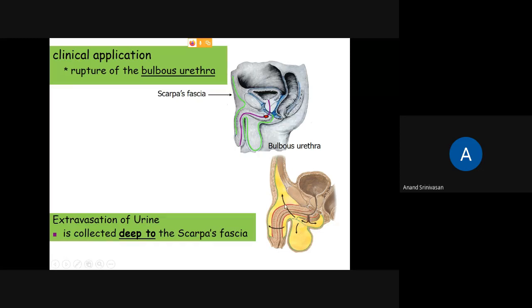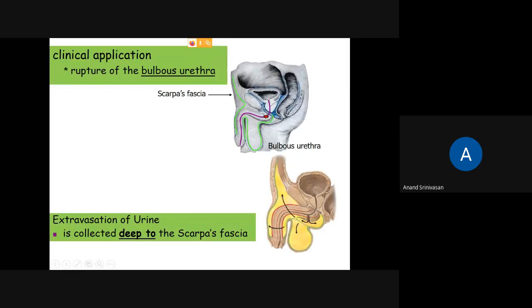Usually a person with a perineal injury will come with pain in the perineum. You need to ask them the history, whether he has passed urine after the injury. If he has not passed urine, you need to examine the perineum and look for any swelling in the penis and the scrotum. Here the penis and the scrotum are swollen. Why is it swollen? Because the urine has extravasated, has come out. The urine from the urinary bladder is coming out and is getting collected in the scrotum and the penis.